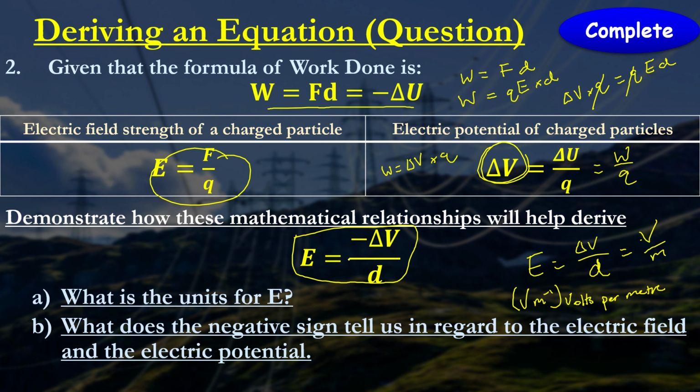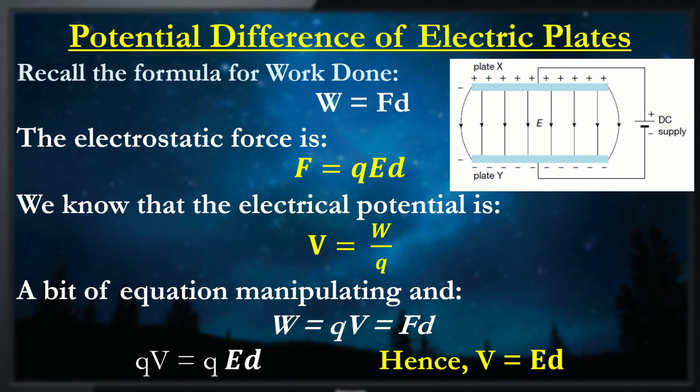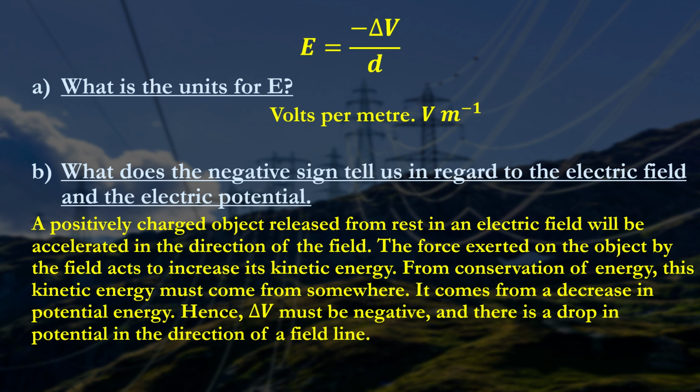Now this equation I have here demonstrates a negative sign. So what can that tell us in terms of the electric field and the electric potential? Let's quickly go over that. And that's your working out there. The reason being is assuming if we have a positive charge that's moving at rest in the electric field, it's going to accelerate in the direction of the electric field. So if it's positive charge, it's going to go to the negative charge. So it's going to go to the opposite of where the positive side is from.